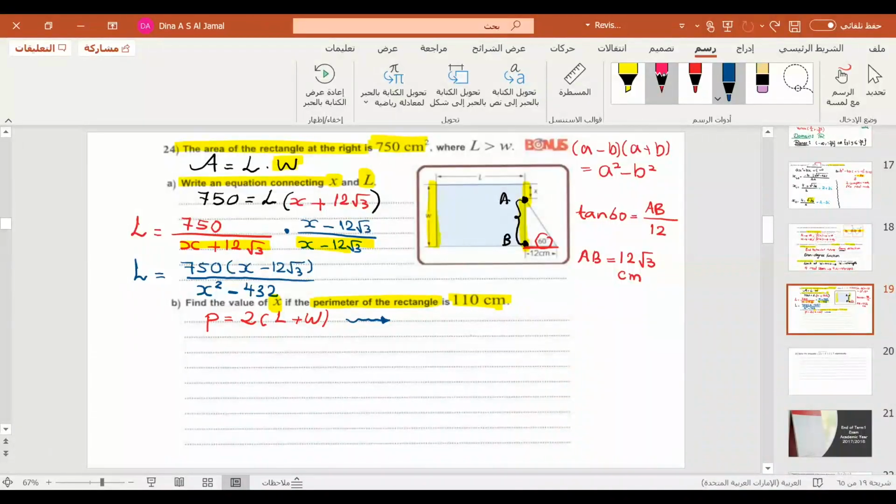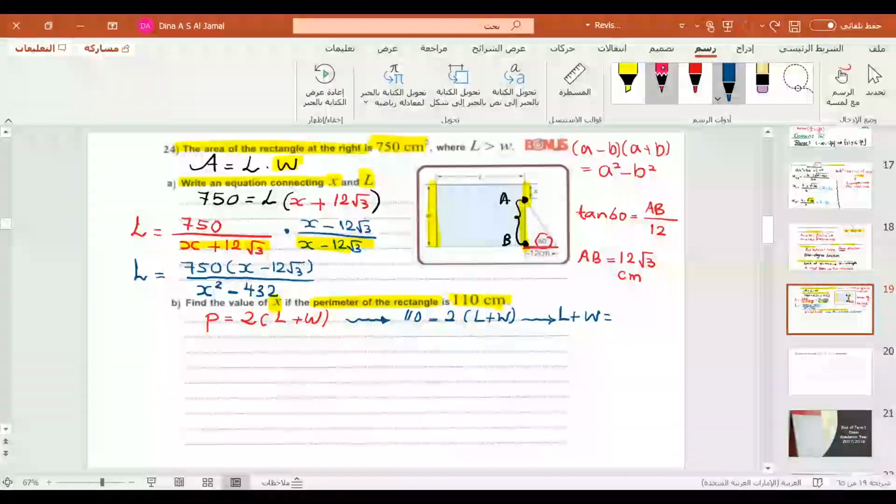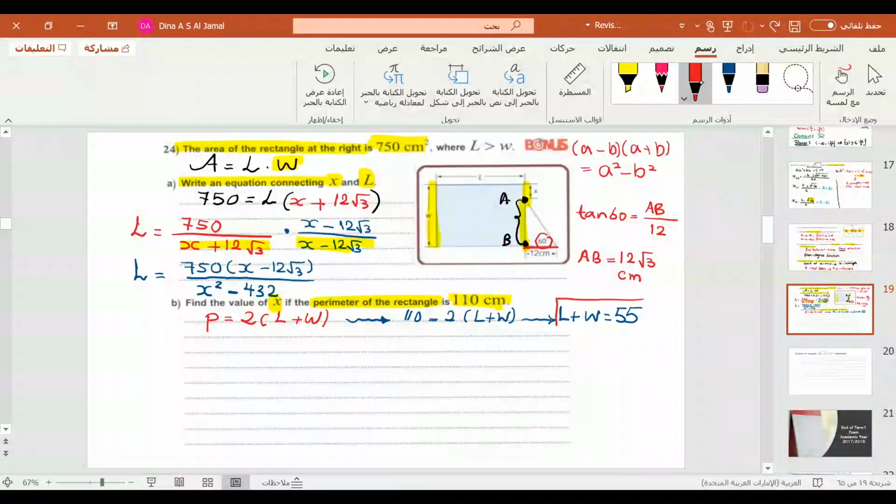So you will be substituting 110 equal to 2 times L plus W. Keep the expression as it is. Divide by 2 both sides. L plus W is equal to 55. And this is considered to be one of your equations, which will help you to find W in terms of L. So it will be 55 minus L. Just put this in your mind.